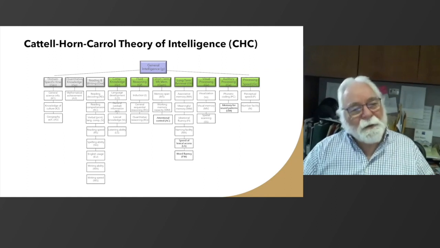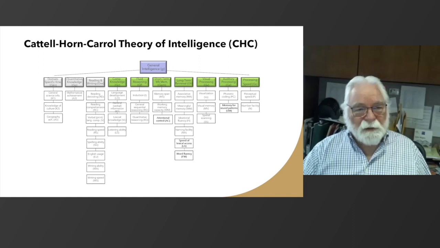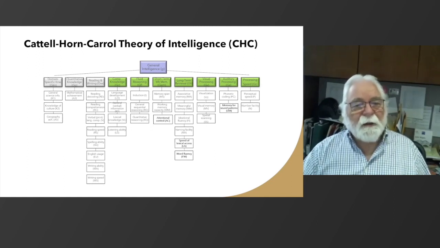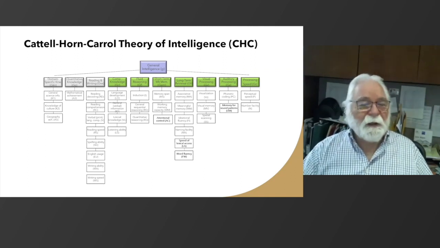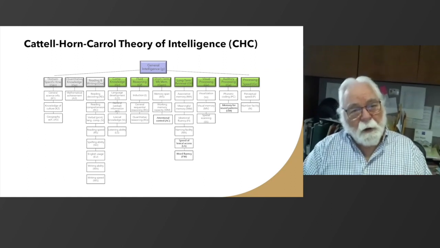So anyway, what this graphic does, it just represents what the Woodcock-Johnson measures. It measures these 7 broad areas, and then anything below it, it measures those narrow areas. And so that helps us figure out in a little more detail what might be going on with a student.